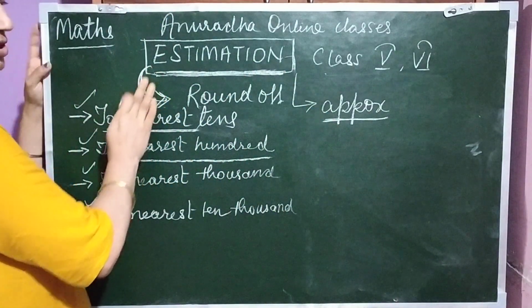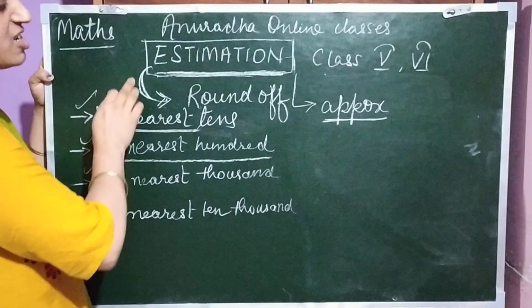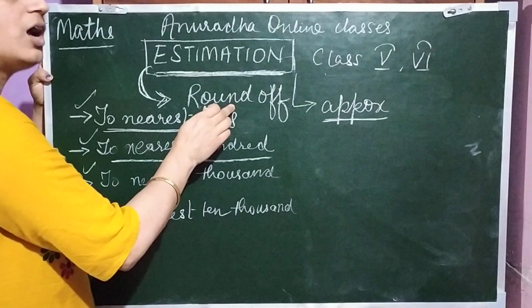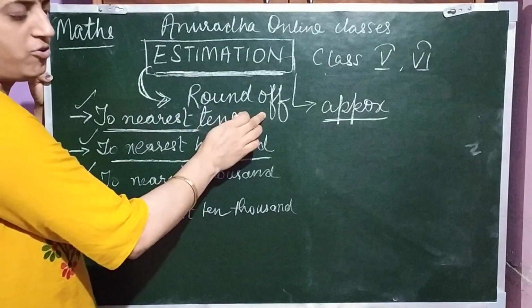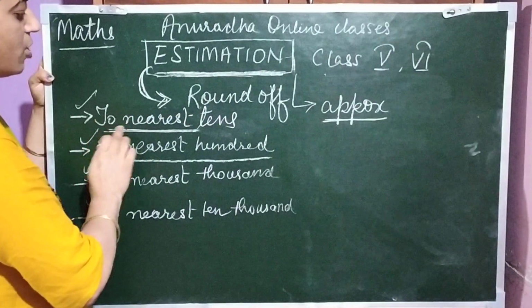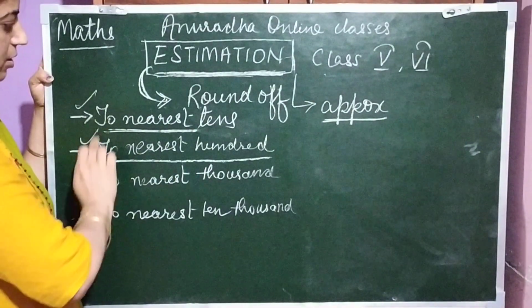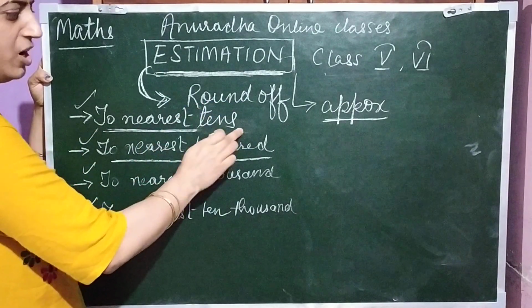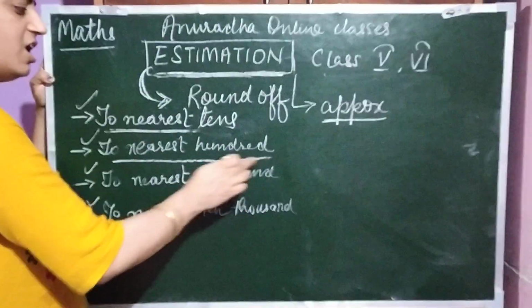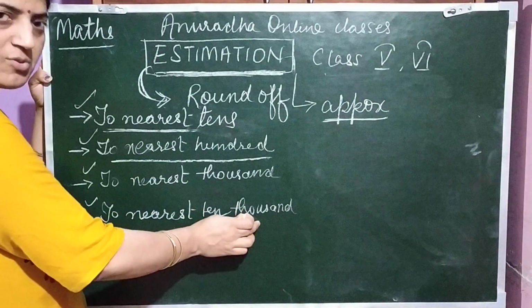Now in mathematics, estimation, we are doing rounding off the numbers. How do you do estimation? By rounding off the numbers. See, first is what? I have written 4 terms here. To nearest means you have to round off any number to nearest tens, nearest 100, nearest 1000, nearest 10,000, right?